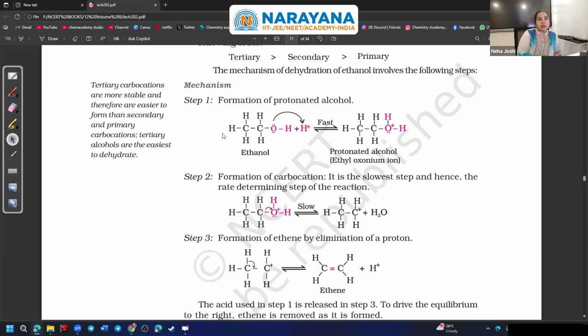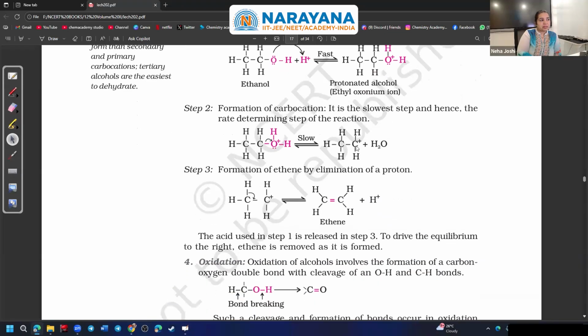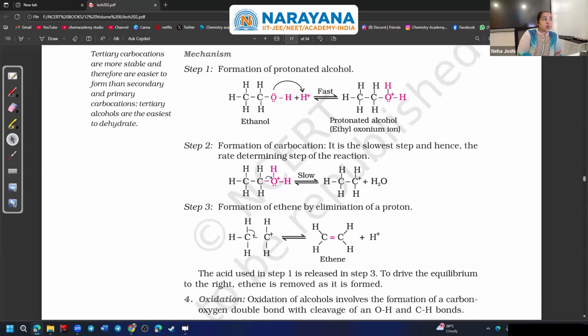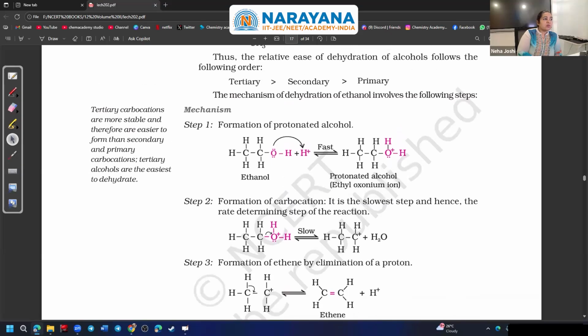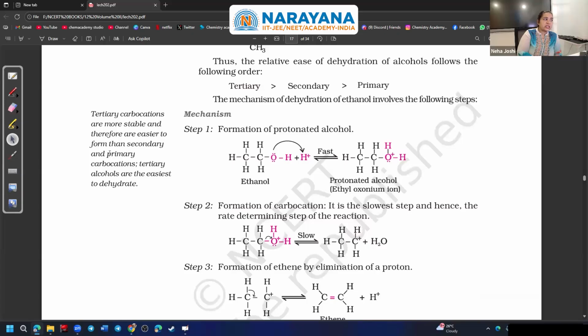Ethanol will not go by E1. They have formed a complete carbocation and taken it forward and did not bother to write anything about E1, E2 here. Okay, they have just shown the mechanism of ethanol with full carbocation. Tertiary carbocations are more stable and therefore are easier to form than secondary and primary. Tertiary alcohols are the easiest to dehydrate. That is all they have mentioned.